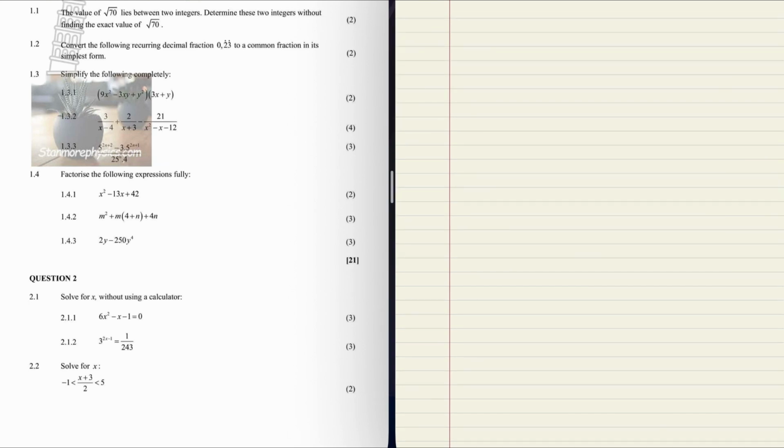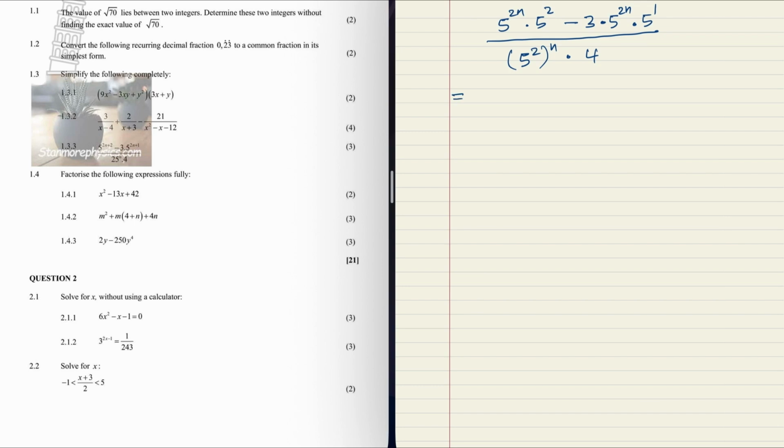Question 1.3.3 says 5 to the power 2n plus 2. So I can rewrite that as 5 to the power 2n times 5 to the power 2, minus 3 times 5 to the power 2n plus 1, which can be rewritten as 5 to the power 2n times 5 to the power 1. That's divided by 25 to the power n, which can be rewritten as 5 squared to the power n, and then multiplied by 4.